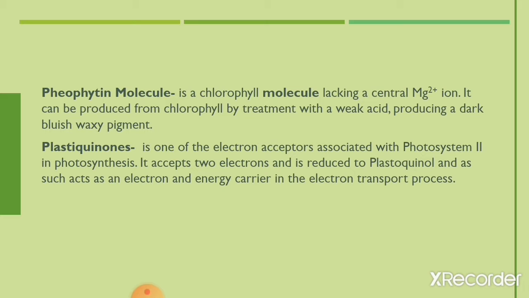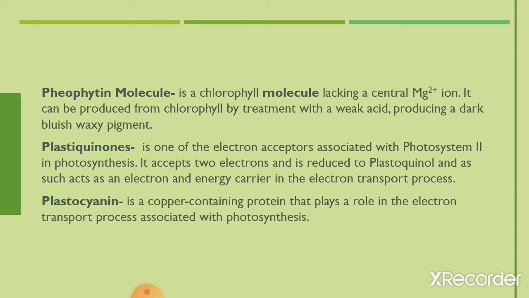Plastoquinone is one of the electron acceptors associated with photosystem 2 in photosynthesis. It accepts two electrons and is reduced to plastoquinol, and as such acts as an electron and energy carrier in the electron transport process. Plastocyanin is a copper-containing protein that plays a role in the electron transport process associated with photosynthesis.